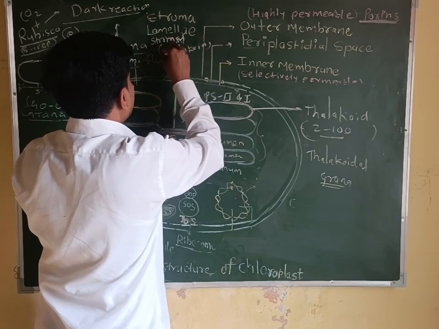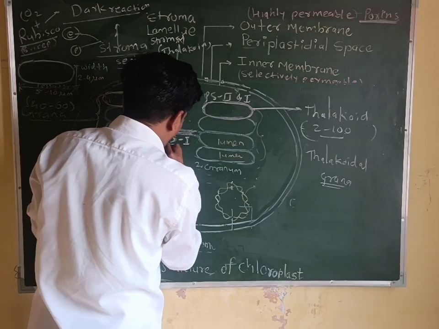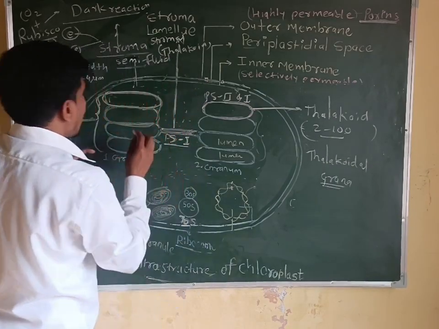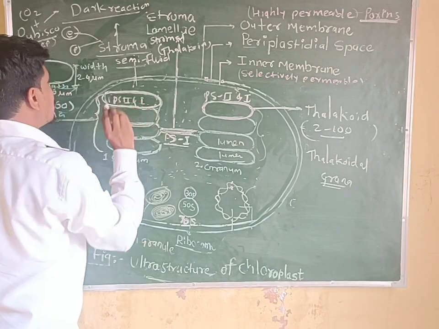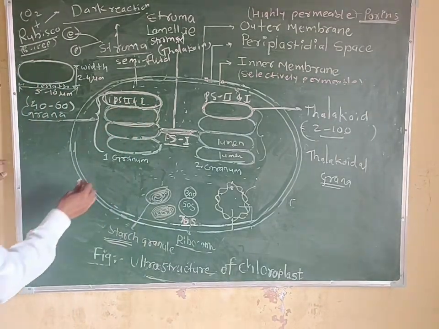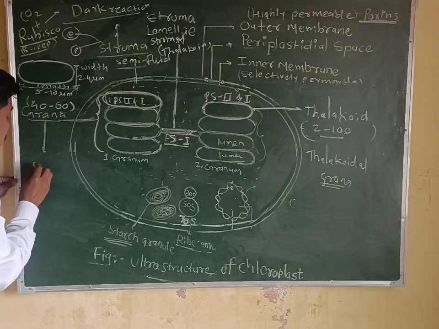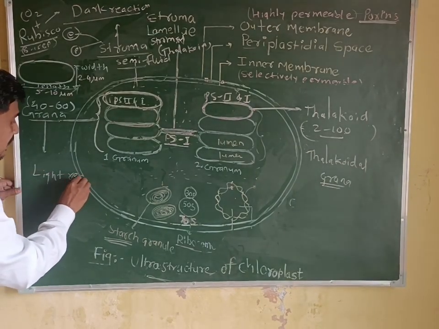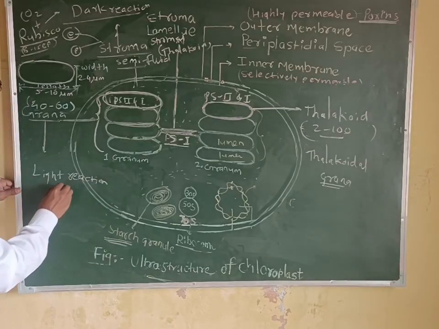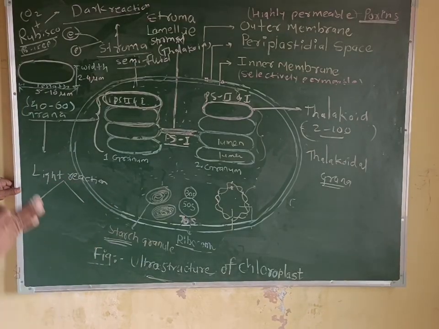It means it contains pigments. So photosystem 1 is present on that, and on the grana, photosystem 2 and photosystem 1 are present. We know that grana is the site of light reaction. Grana is the site of light reaction. We know that light reaction is of two types.